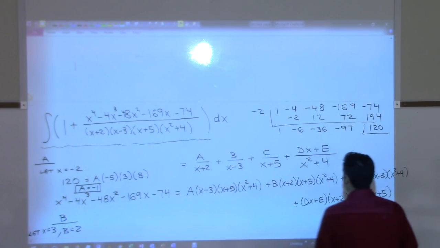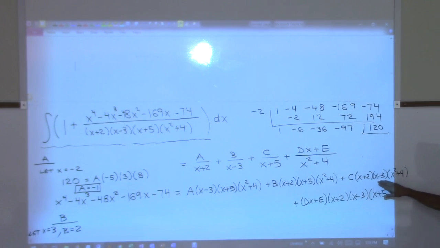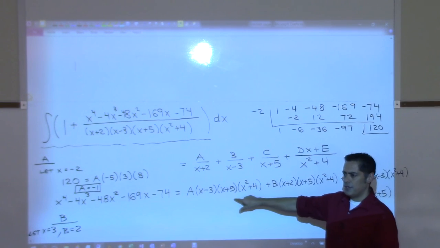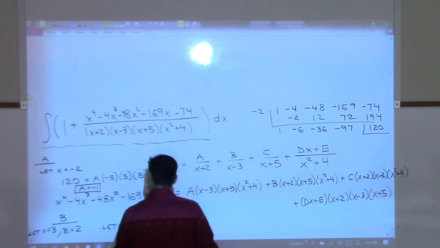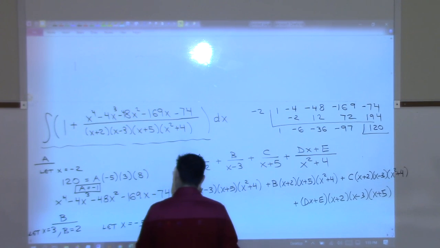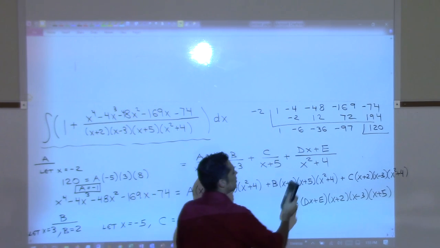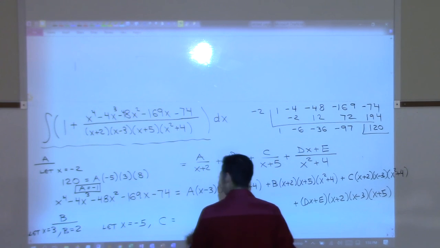And then can we get C? No. Can't get C? Yeah, negative 5 here, negative 5 there, negative 5. Yeah, we can get C. So if you let x be negative 5, you'll get C is equal to 1.